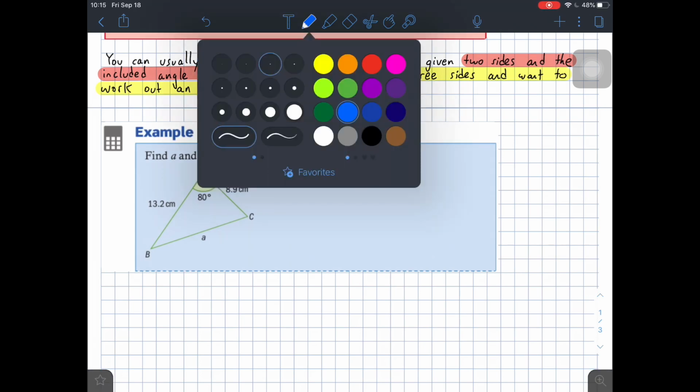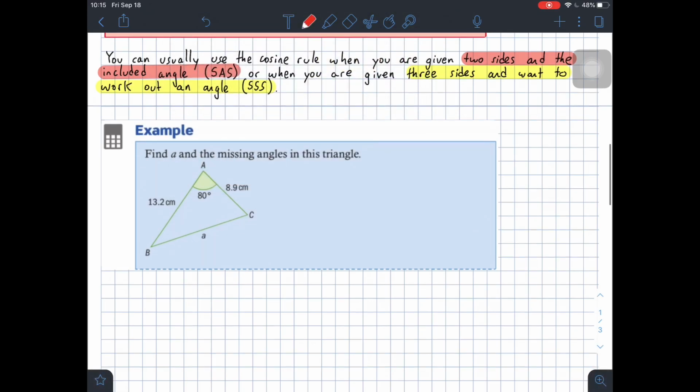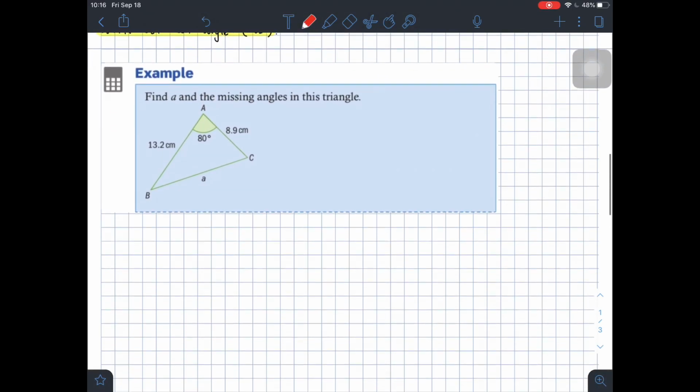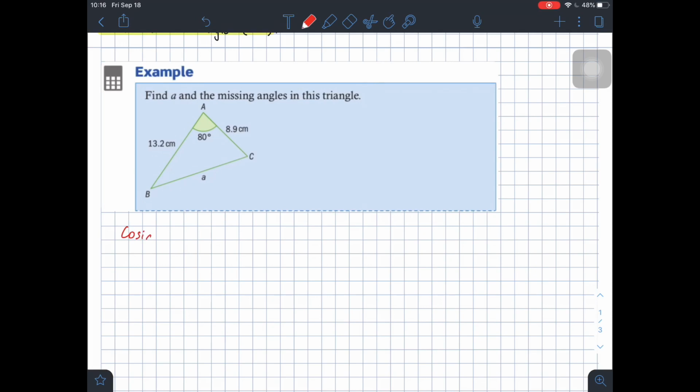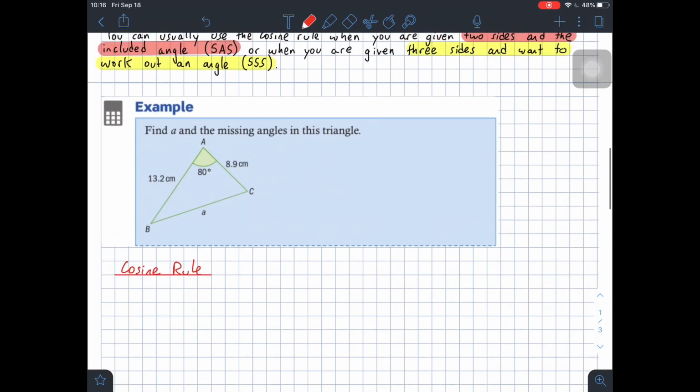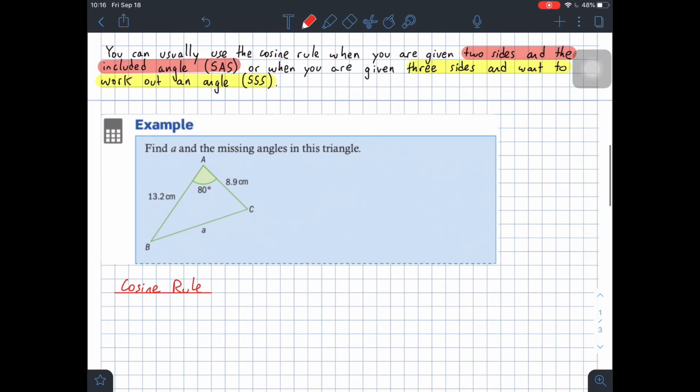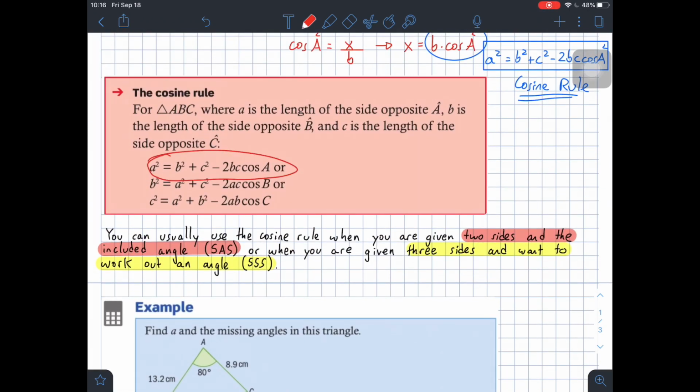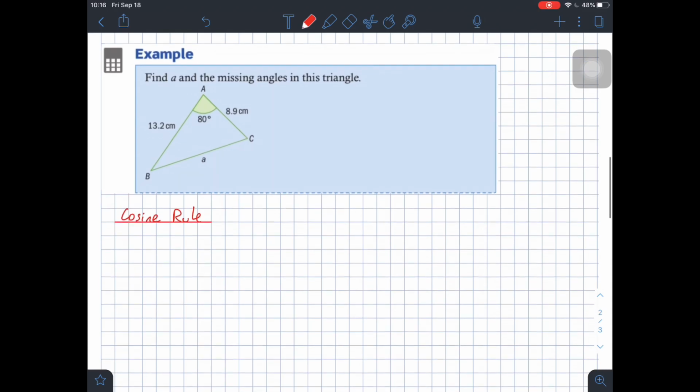So we can apply, in this case, the cosine rule. If we want to find A, maybe it's more convenient to use this format. So A squared equals B squared plus C squared minus 2BC times cosine of angle A.